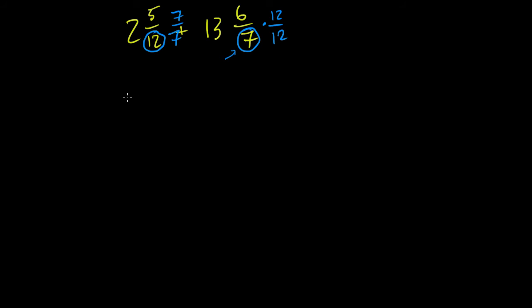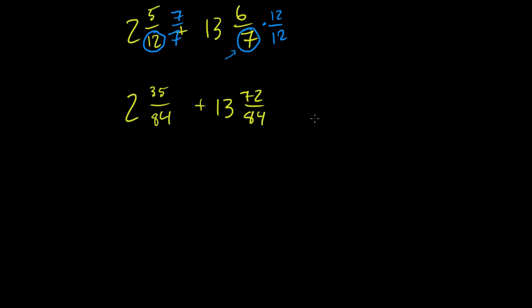So I'm converting the fractions, and 2 and 5/7 is going to turn into 5 times 7 is 35 over 84. And 6 times 12, let's see, that is 72. And again, 7 times 12 is 84.